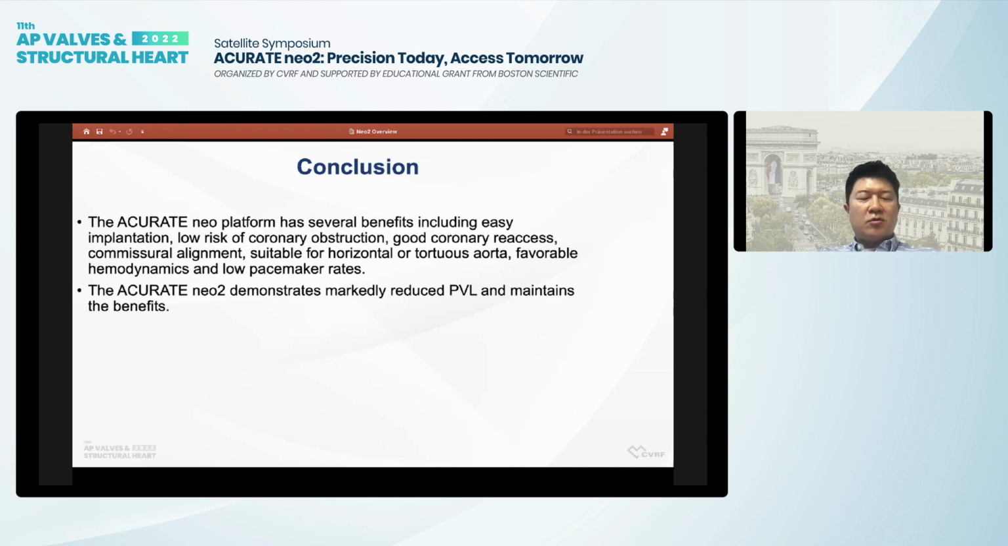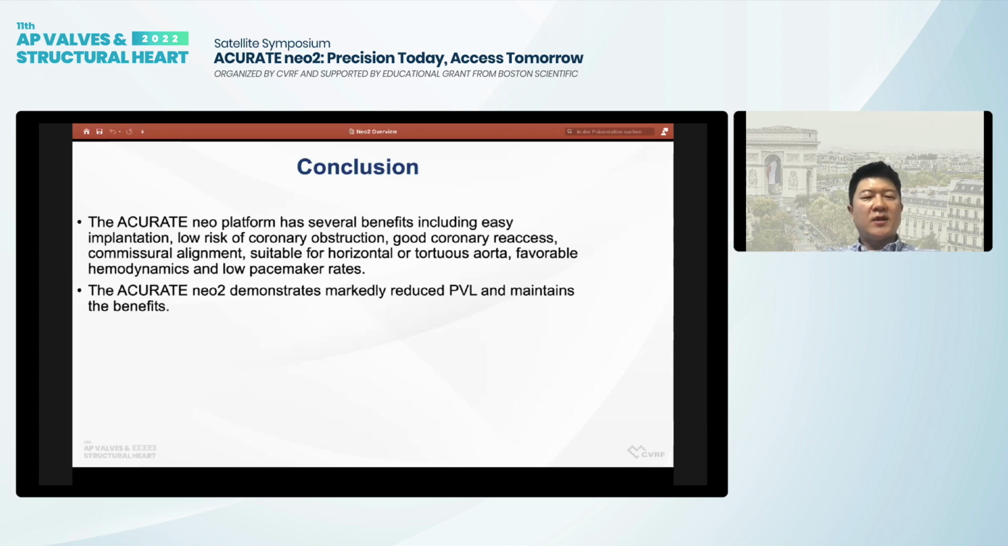I think due to the shortness of time, I couldn't go too much into details, but I hope I was able to give you a glimpse of the several benefits of the ACURATE neo platform, which is a relatively easy implantation, very low risk of coronary obstruction, and at the same time good coronary access. It is possible to perform commissural alignment, and I think Andreas Rück will give you a presentation afterwards. You have seen that it is suitable for horizontal and very tortuous aortic anatomies.